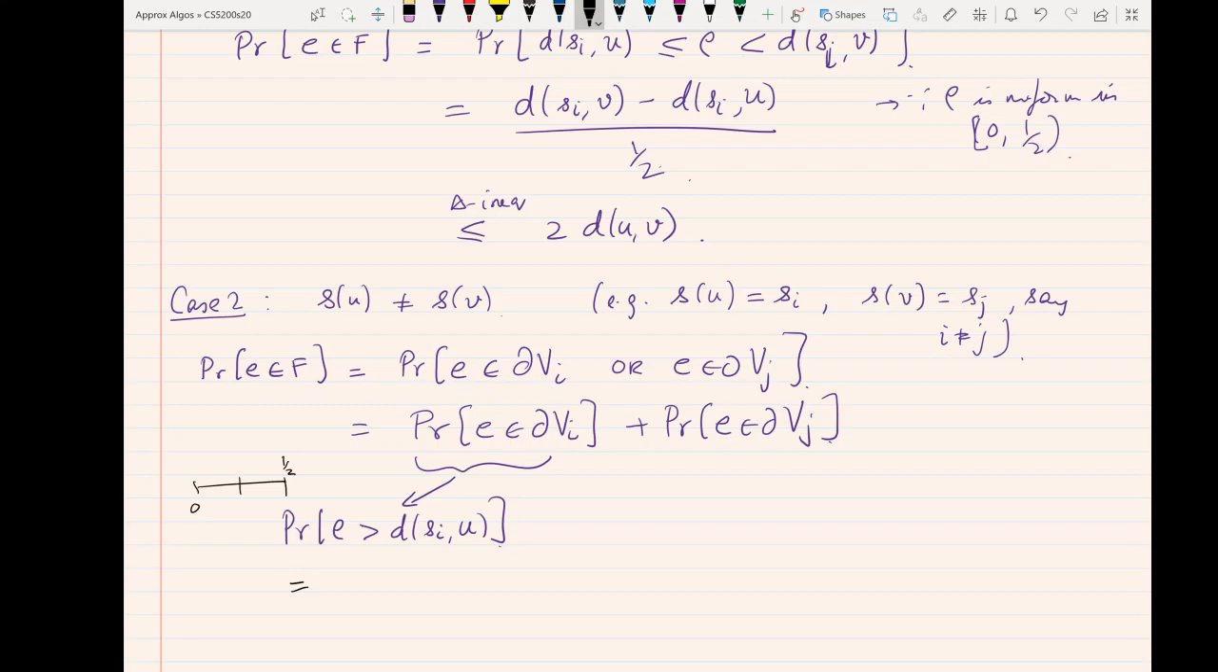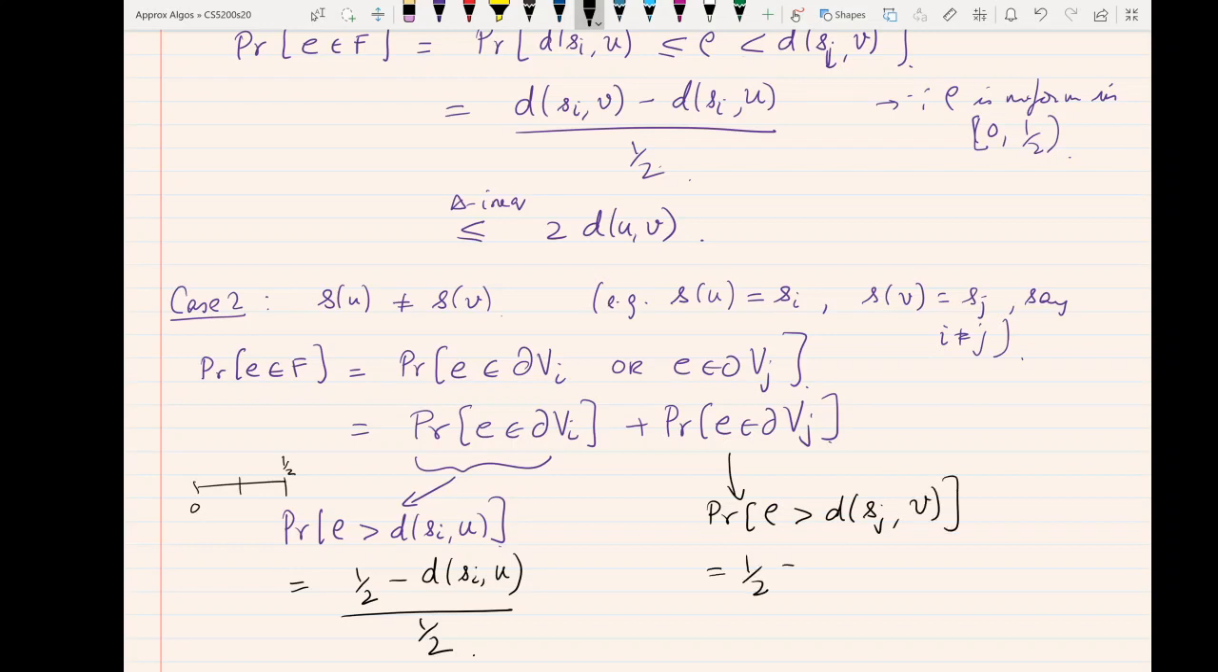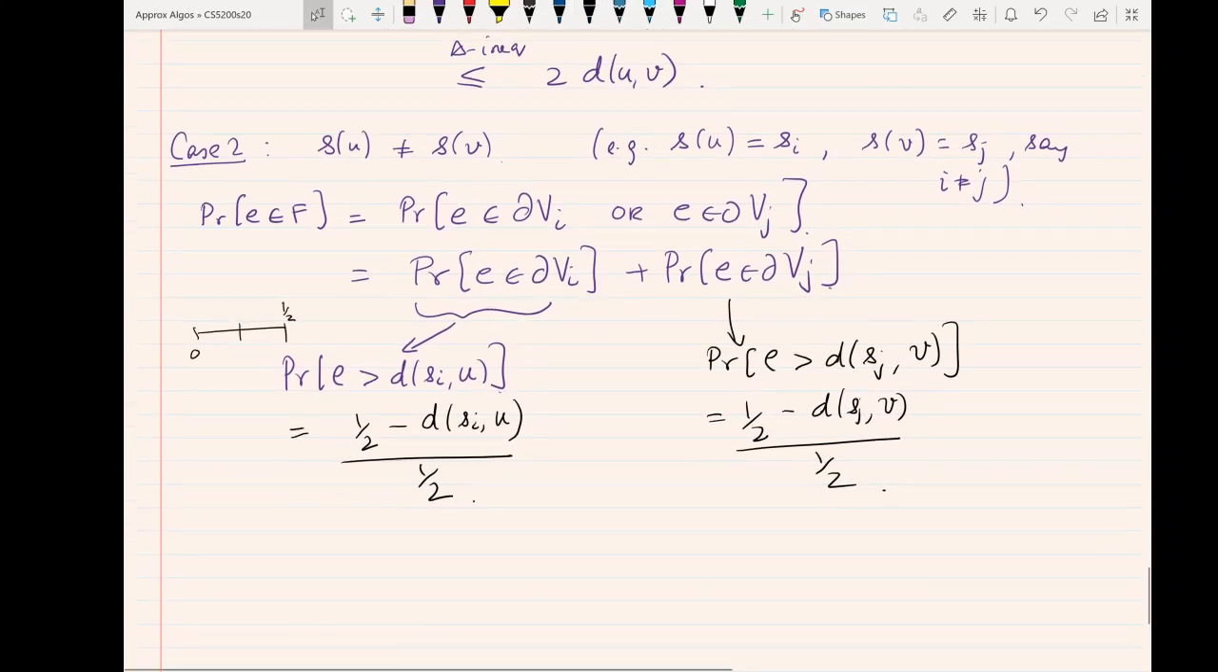So now what is the probability that rho captures this? Rho is greater than d of Si comma U. Well, this is exactly equal to half minus d of Si comma U, again divided by half. Similarly, this is equal to the probability that rho is greater than d of Sj comma V, which is half minus d of Sj comma V, again divided by half. In both cases, we are using the fact that rho is uniformly distributed in 0 to half.